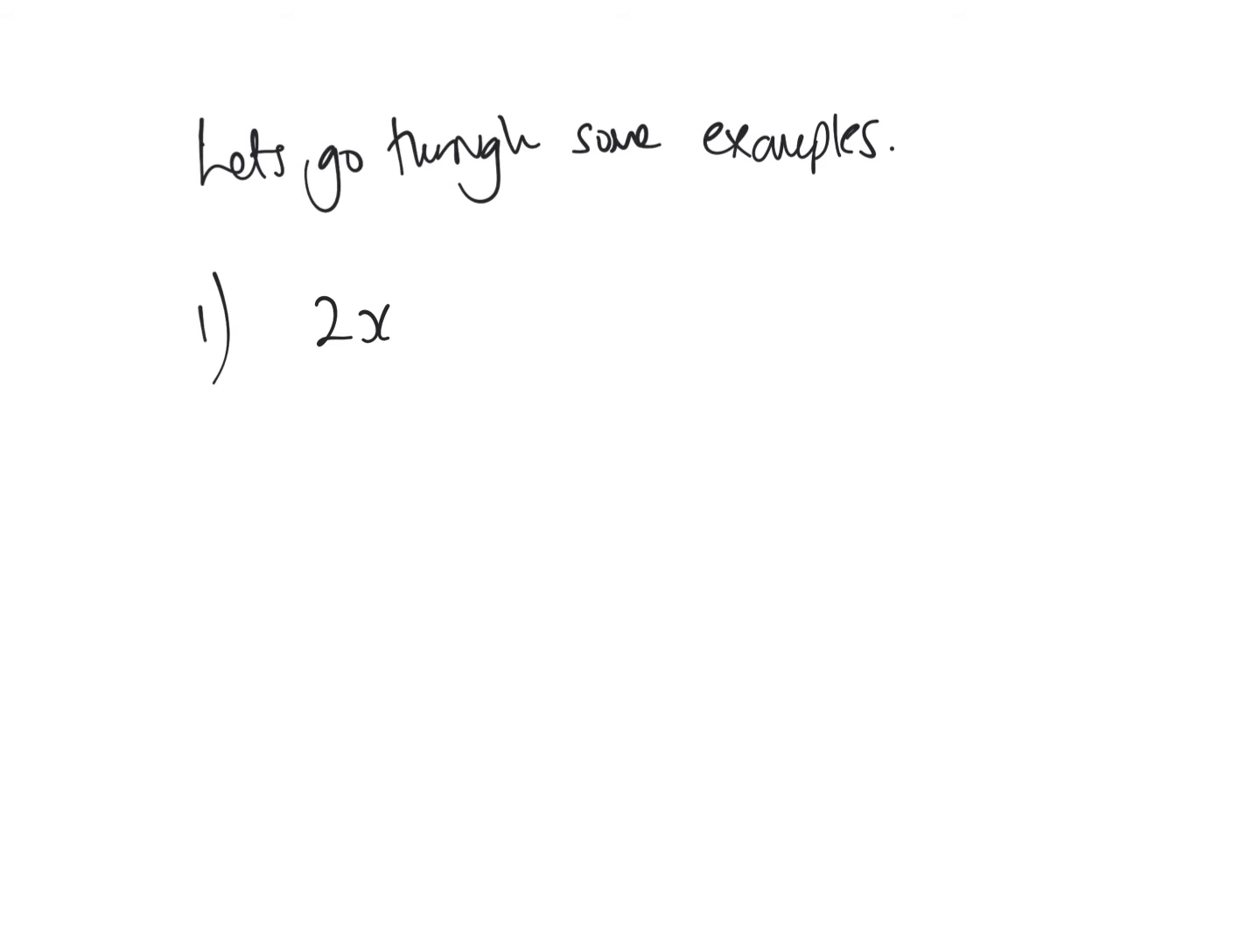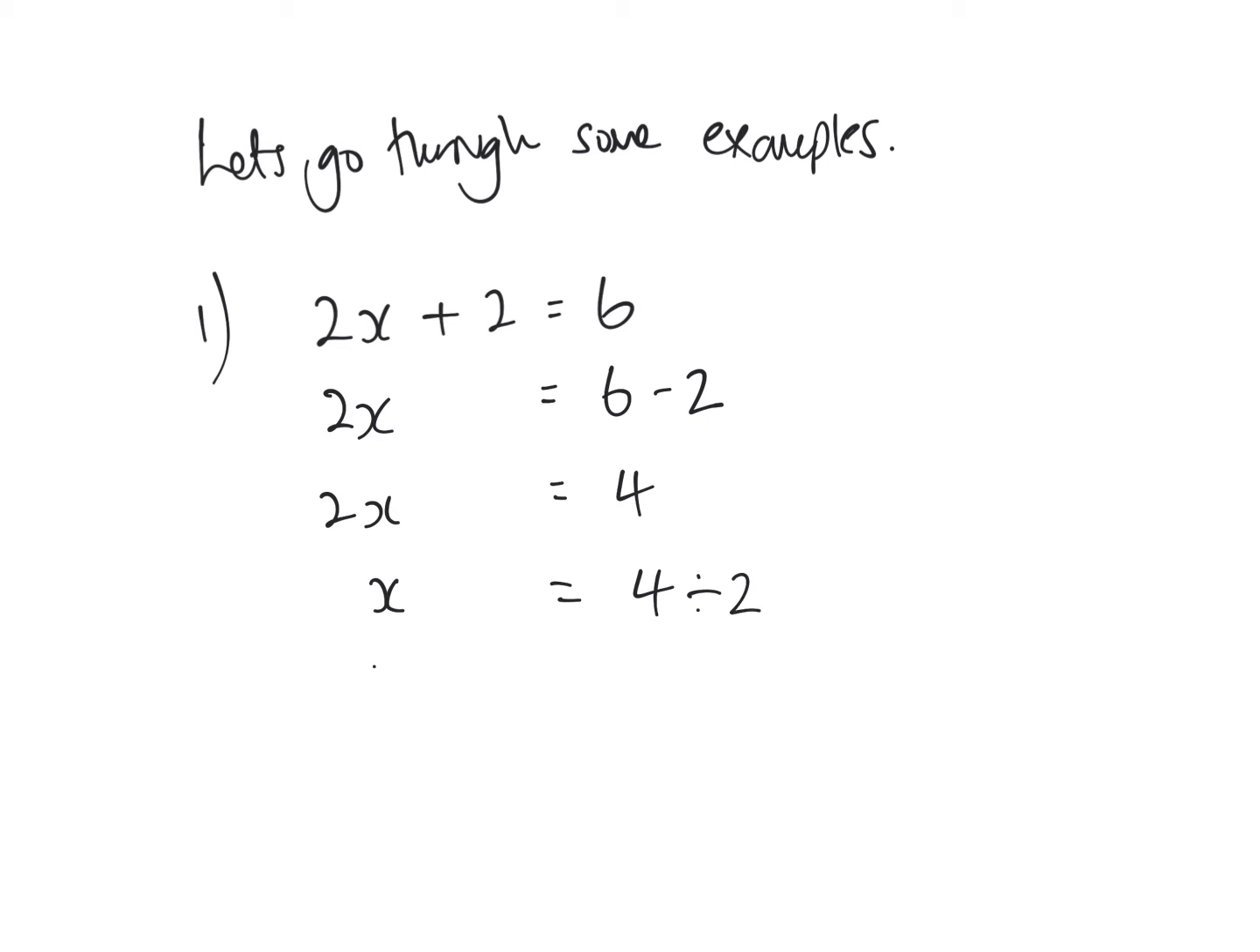Number one, so we've got 2x plus 2 equals 6. So we're trying to find x. So I'm going to take 2 from both sides, and then I can do 6 minus 2, 4, simplify the equation, and then 2 times x equals 4. So x equals 4 divided by 2, and that gives us x equals 2.